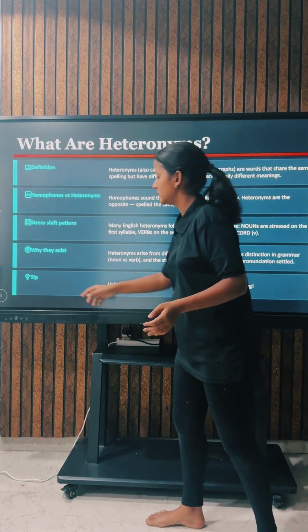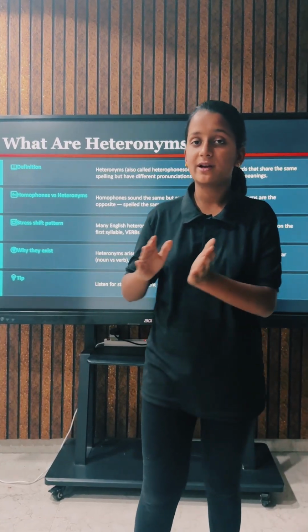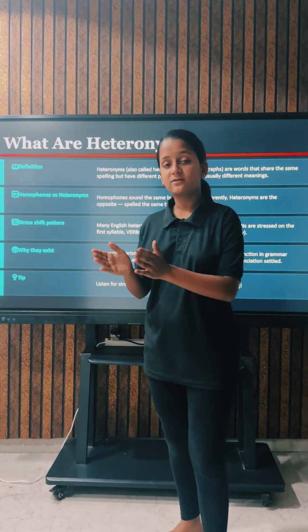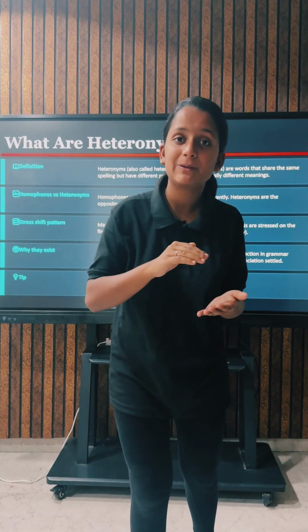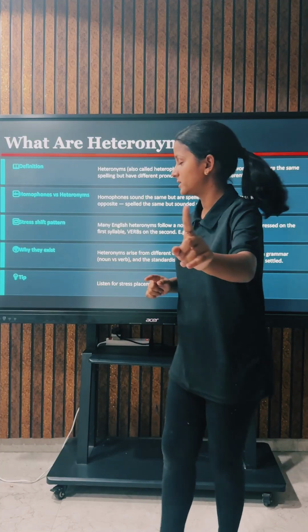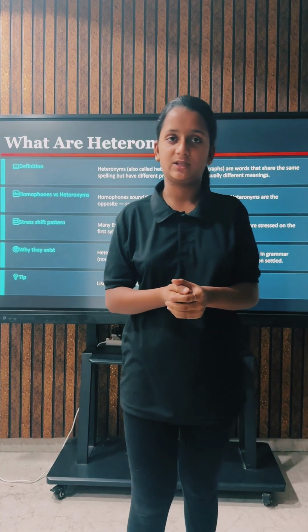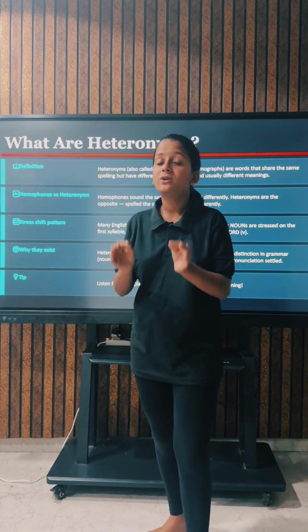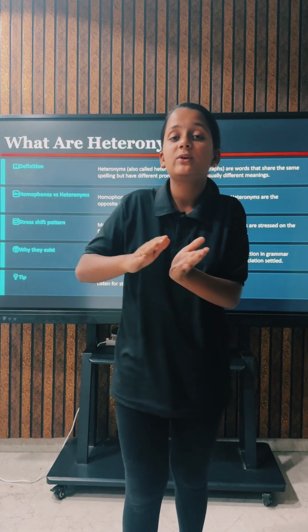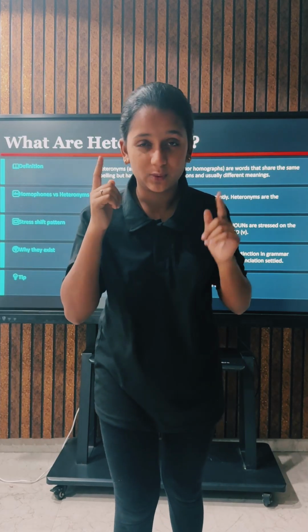Really easy. The tip is to listen for stress placement. I've already told you for noun and for verb. In a noun, we place the stress on the first syllable, and in a verb, on the second syllable. So it's really simple. It's your biggest clue to the meaning. So you should know about heteronyms for knowing where to keep the stress placement. So tell me in the comments what heteronyms are, if you learned something.